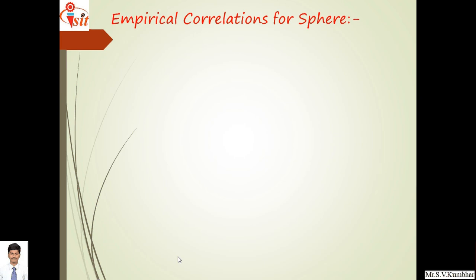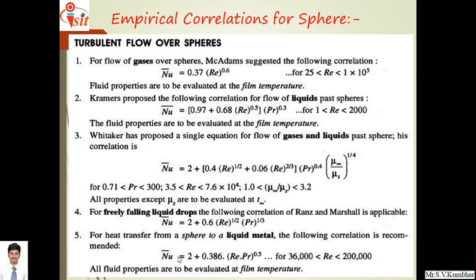Now come to the empirical correlation for a sphere. So, first we will see turbulent flow over a sphere. For flow of any gas over a sphere, McAdams suggested one of the relations: Nusselt number is equal to 0.37 Reynolds number raised to 0.6, and this equation is valid when the Reynolds number is greater than 25 but less than 1 into 10 raised to 5. Here all the properties are evaluated at mean film temperature.